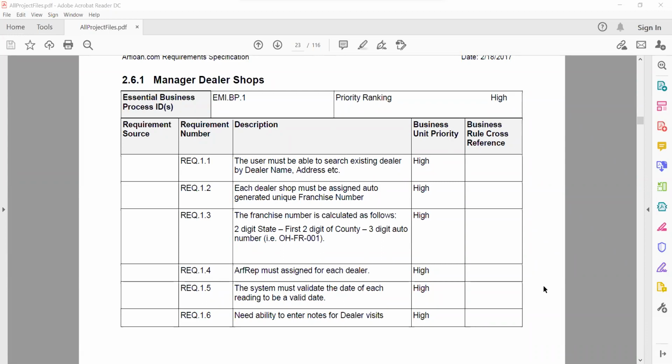Now section 2.6 gets into what additional requirements I have when I look at it from a functional view. Remember we had that functional diagram? So for each of the functions, what are the requirements? That's what this section lays out. One of the leftmost functions in that functional decomposition diagram was managing the dealer shops. So this talks about the specific business rules or requirements you have to adhere to when you're building the manage dealer shop functionality.